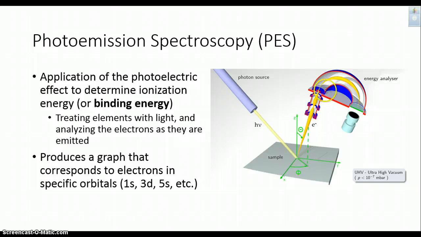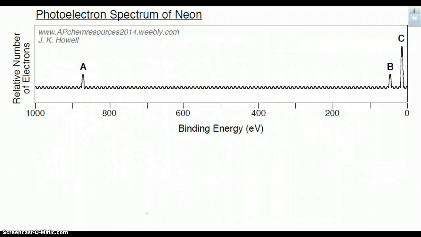Now, the graph that you get out of this is actually a spectrum, right? So it's a photoemission spectroscopy. It produces a spectrum that corresponds to specific electrons and where they are. So are they electrons in the 5s orbitals? Are they electrons in the 3d orbitals? Electrons in the 1s orbitals? This will tell you. So photoemission spectroscopy is actually a pretty useful tool. Let's go and give you a couple of examples.